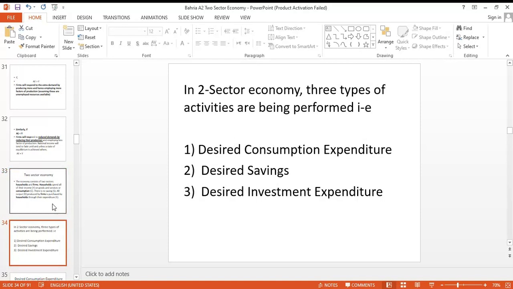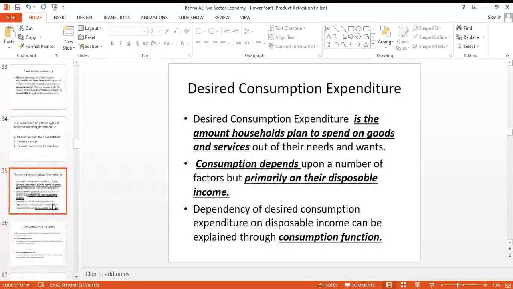So, in the two sector economy, the activities that take place are as follows. People will either spend on consumption expenditure, or they are going to save, which will become a withdrawal, or businesses are going to invest in other business ventures, which will become investment expenditure, and this will become the injection in the economy.